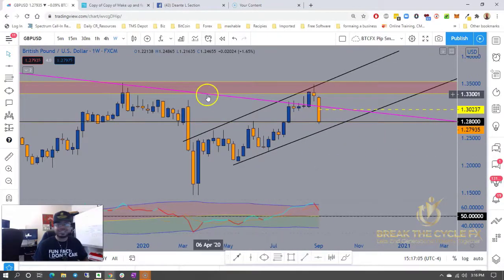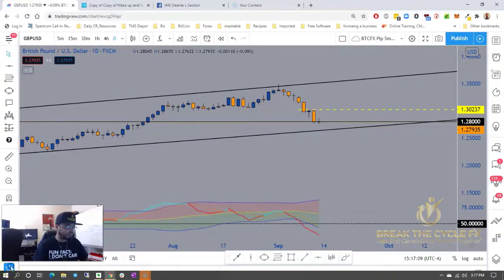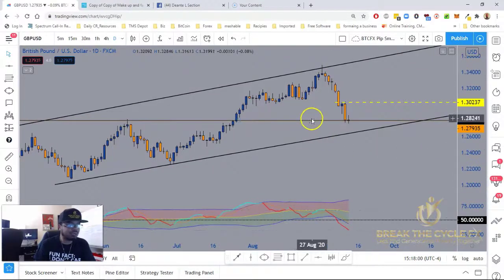Let's see what things look like on our lower time frames. Okay, let's go down to the daily time frame. So here we are on the daily time frame. We see that trend line that we marked off on the weekly, okay? We see price still has some room to move to our trend line, all right?